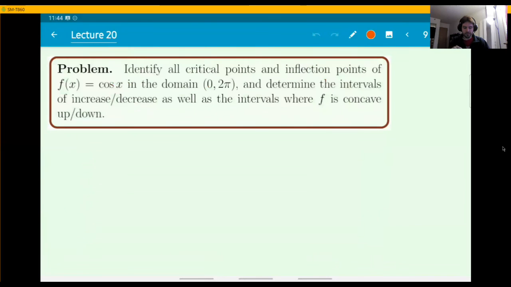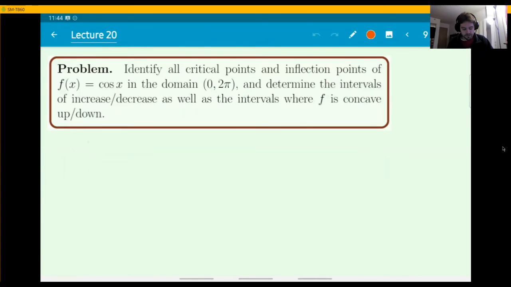Let's see a quick example. Identify all critical points and inflection points of cosine x. The domain is from 0 to 2 pi, open. And then determine the intervals of increase and decrease, as well as the intervals where f is concave up or down.